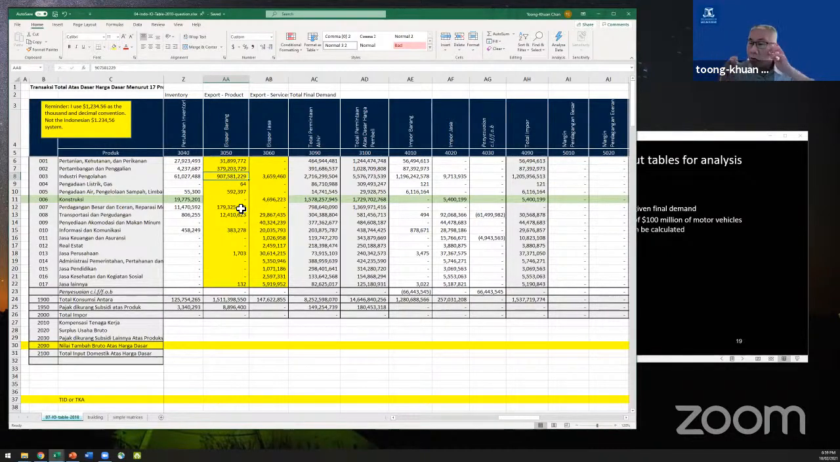Construction doesn't export barang because obviously your barang cannot be exported. But you can export jasa. So there is some small export of construction services, but you cannot export products. Your mining and then your largest one is still manufacturing. 907 is manufacturing. Export barang. And then your mining.